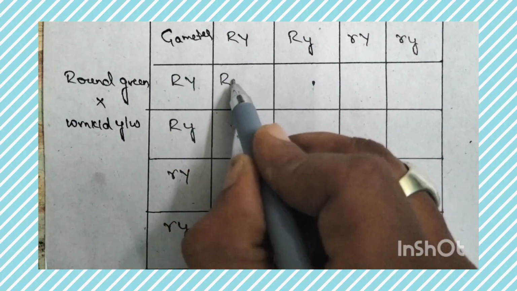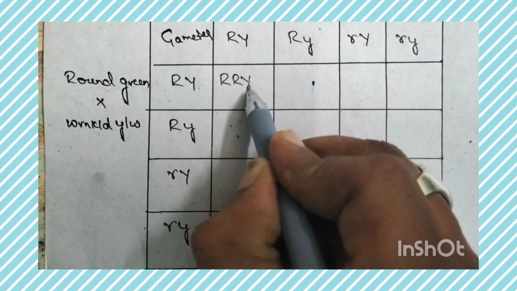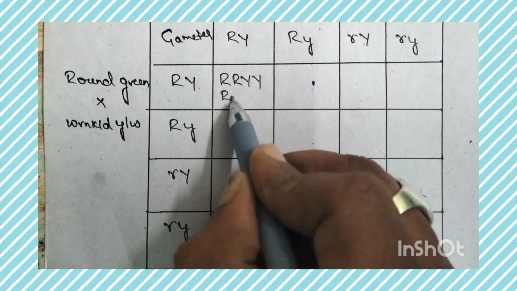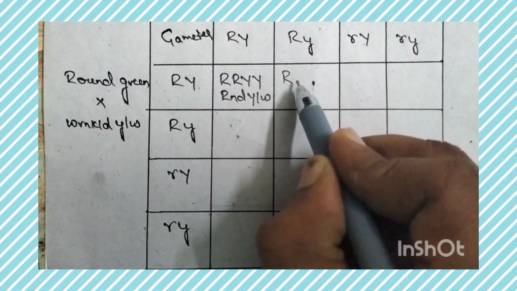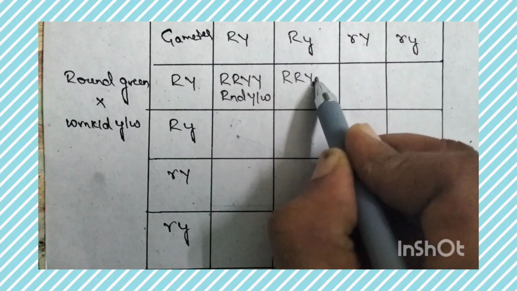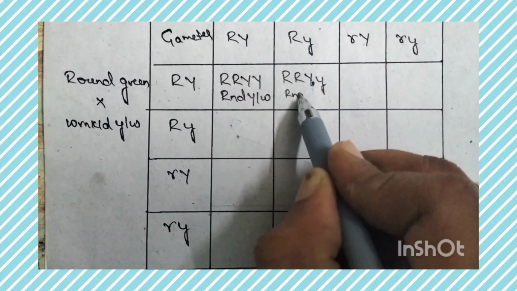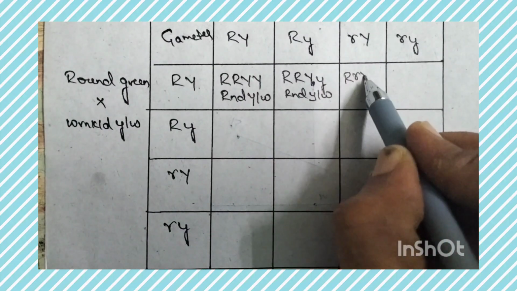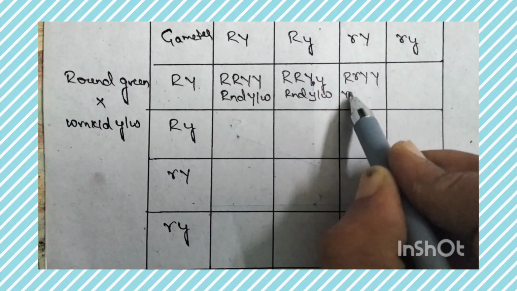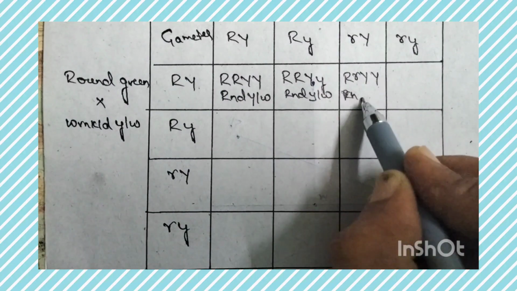So capital R capital R capital Y capital Y. So round seed, yellow color. Next capital R capital Y small y. Again round yellow. Capital R, small r, capital Y, capital Y. So round yellow.